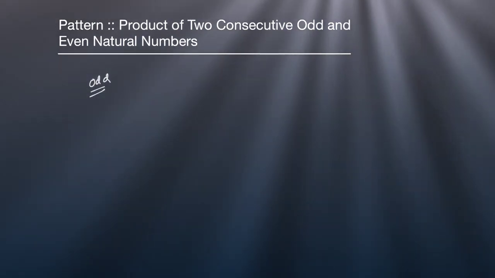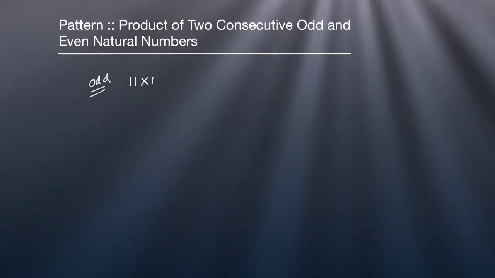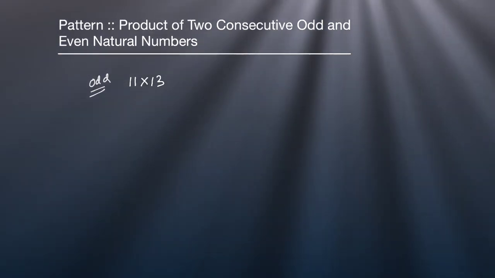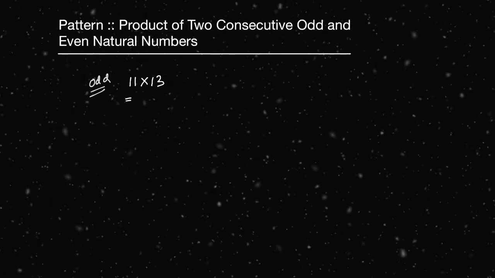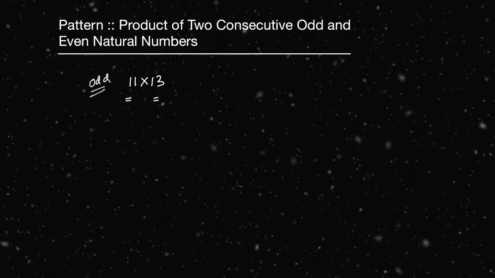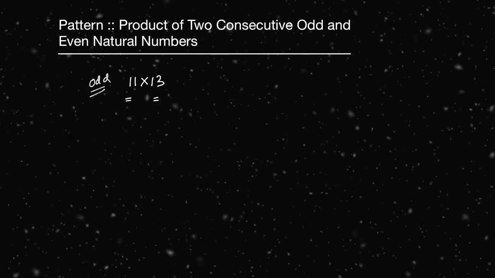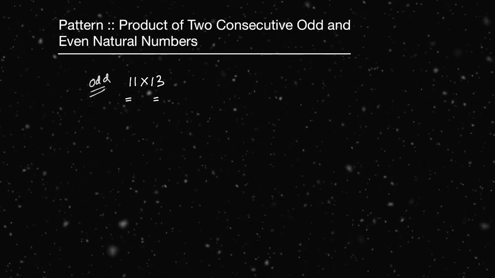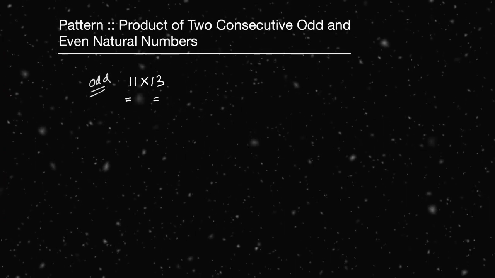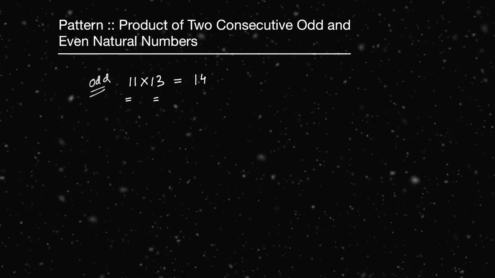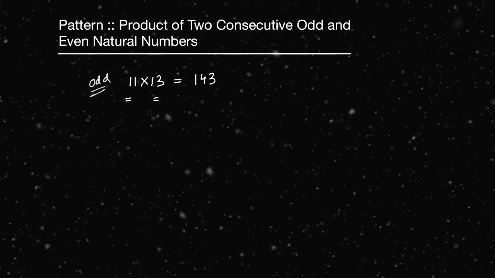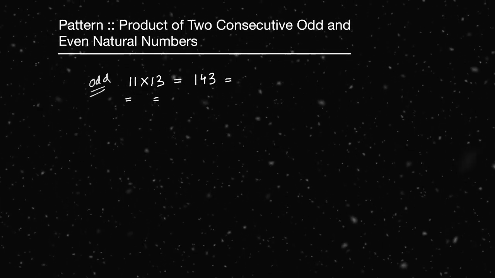Now let us take two consecutive odd numbers, that is 11 and 13, as both are odd numbers. As you can see, both are consecutive odd numbers. First 11 comes, then 13, and then so on, like 15, 17. We have only taken the product of these two odd numbers as we need to take consecutive numbers, and after 11 only 13 comes. If we multiply this, we will get 143 as our result.